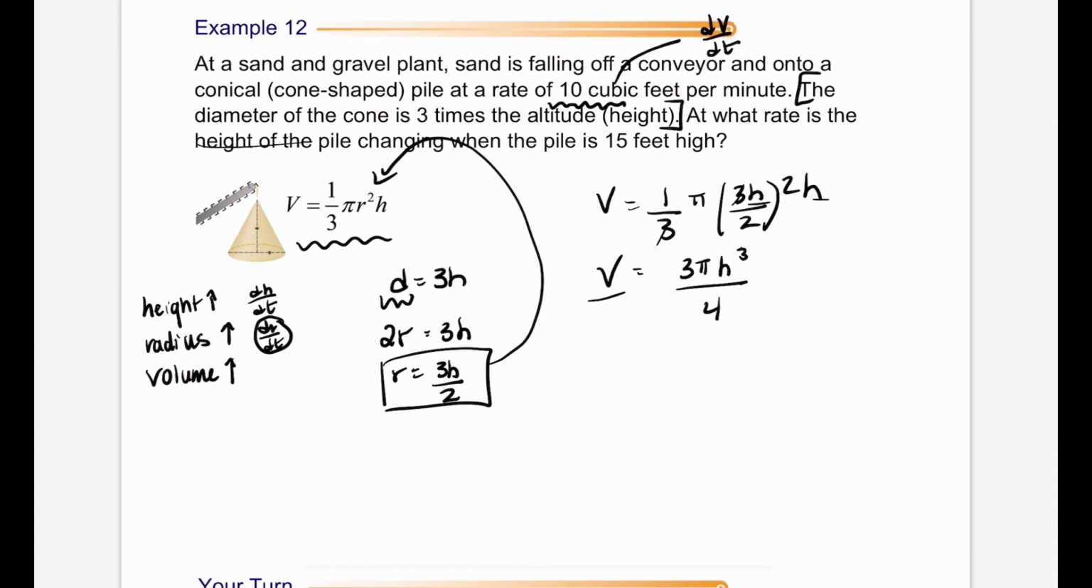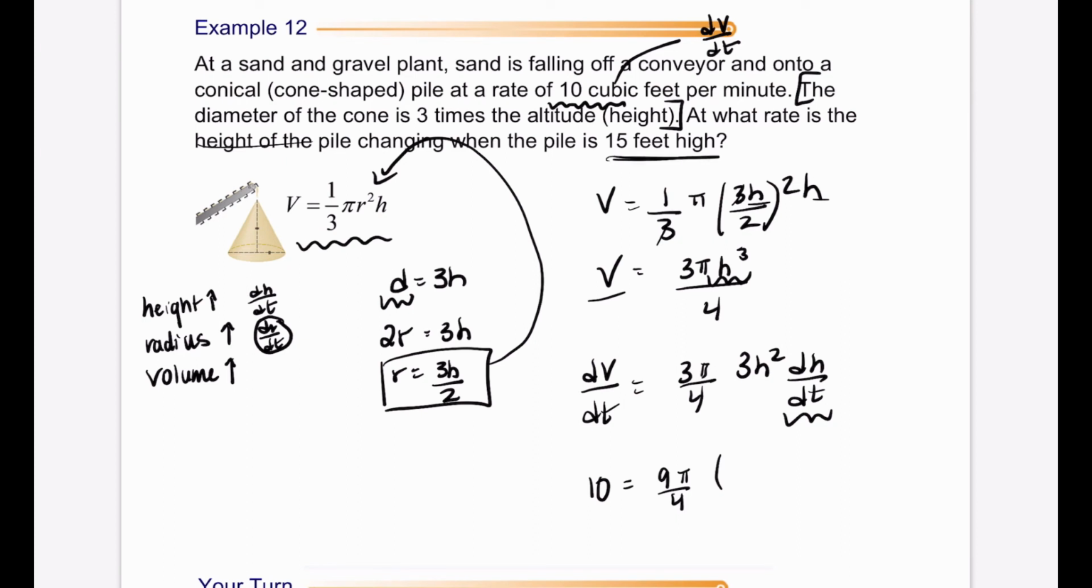So my derivative of V is dV over dt. I have 3 pi over 4 hanging out front. This is a constant, so I'm not doing anything to it. I'm just taking the derivative of h cubed, which by now we know is 3h squared, dh over dt. And this is what I'm solving for. So filling in everything I know, dV over dt is 10. Then I have 9 pi over 4 times h squared. So I'm looking for when the pile is 15 feet high, so I can fill that in for h, 15, and then square it. And I have dh over dt.